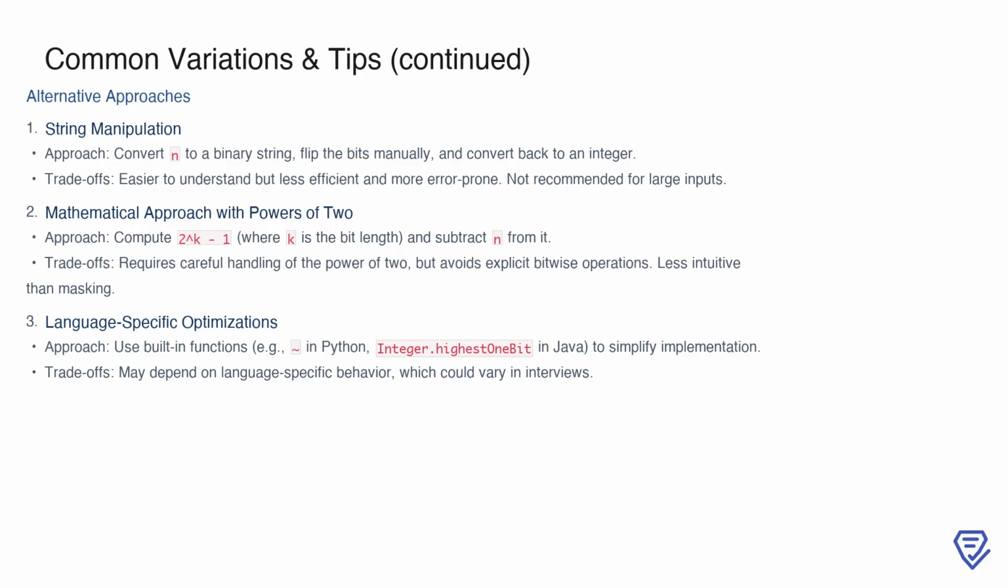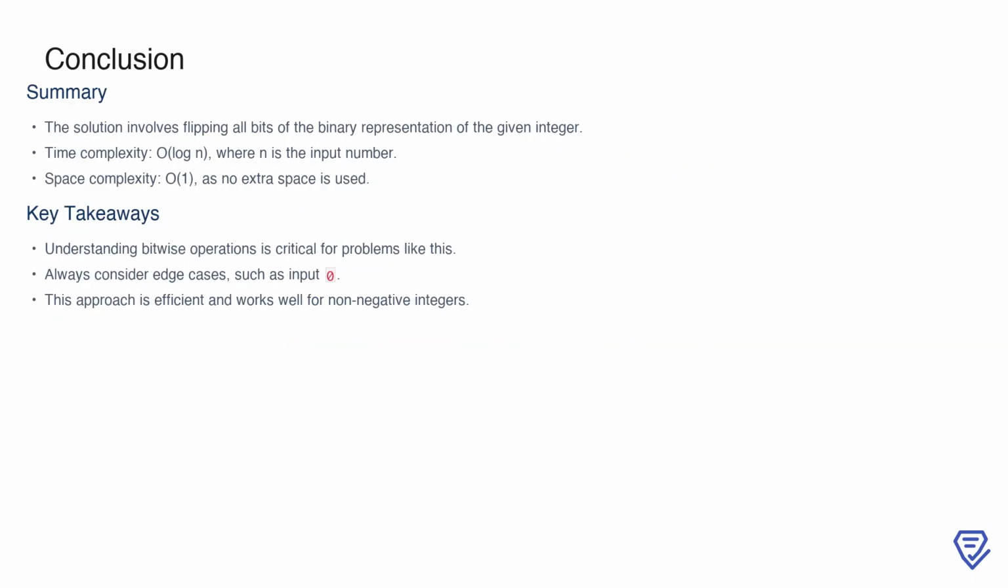Finally, language-specific optimizations can also simplify the implementation. For example, Python's ~ operator or Java's Integer.highestOneBit can help streamline the process. However, relying on language-specific behavior might not always generalize well, especially in an interview setting. Each of these methods has its place, but understanding the trade-offs is key to selecting the best approach for the problem at hand. Great job making it to the end of this walkthrough.